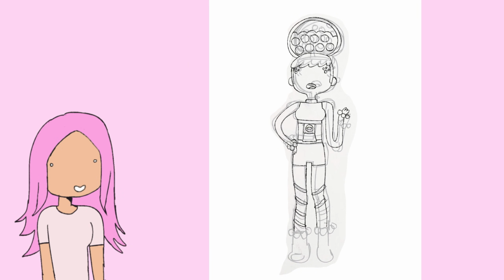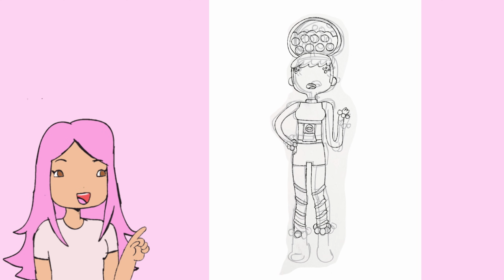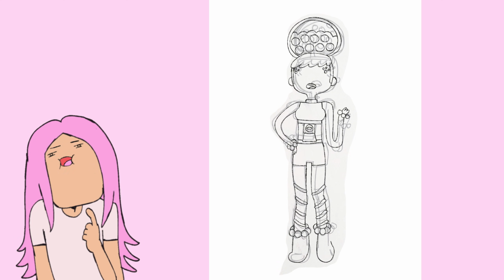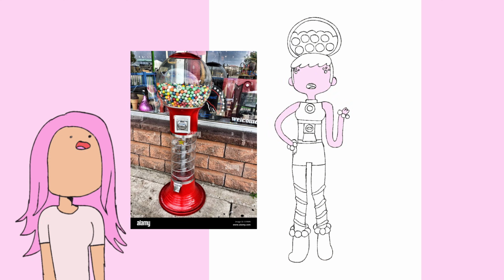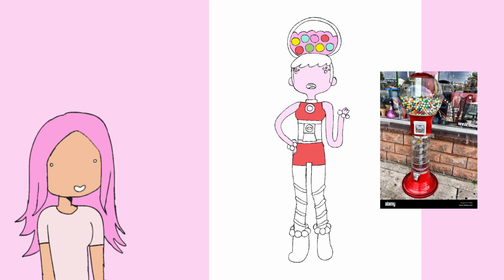So yeah, I put the actual glass bubblegum machine on top of her head as a bun, and then I just made the dispenser in her midsection. And then I was looking at reference photos of gumball machines, and a lot of them are retro, and the stand on them has this cool spring decoration going down, so I added that onto her legs and then tried to make her shoes like the platform of the gumball machine.